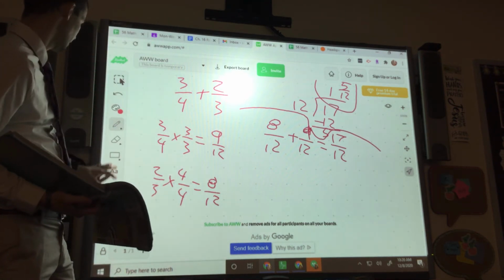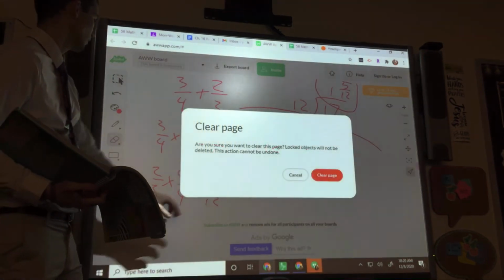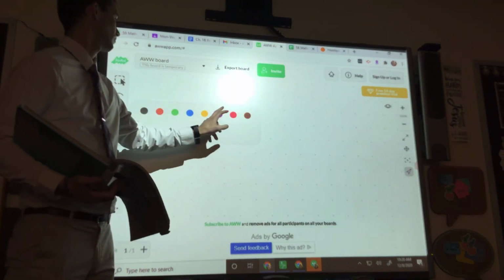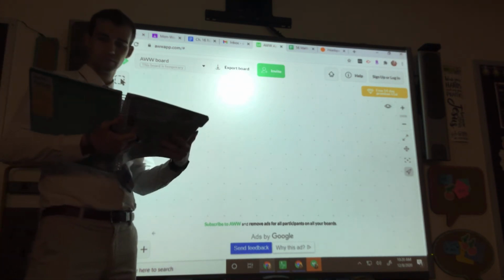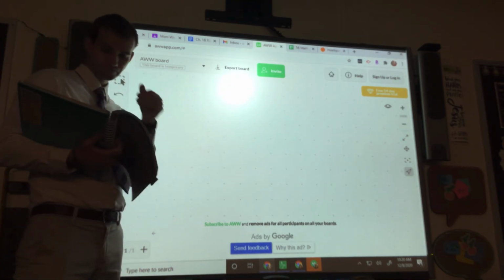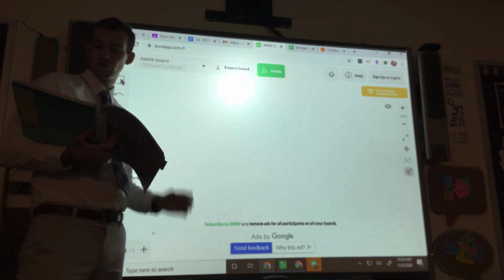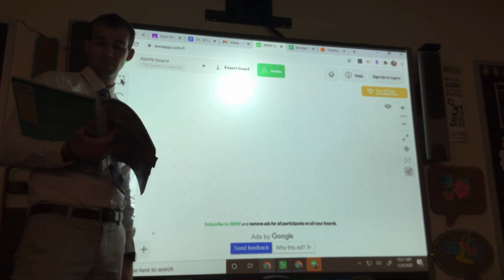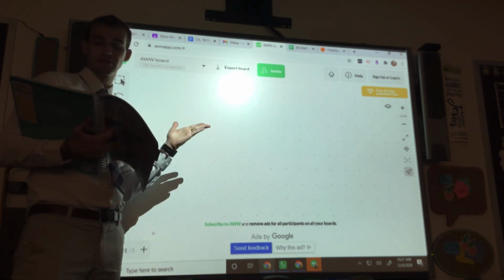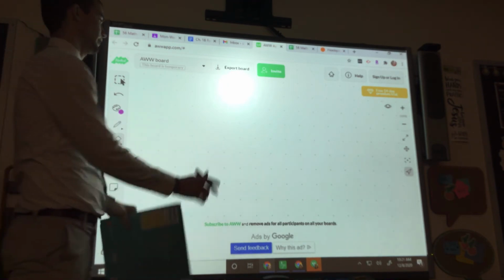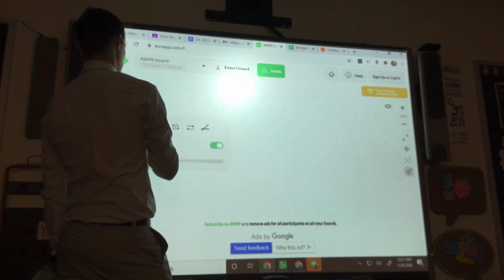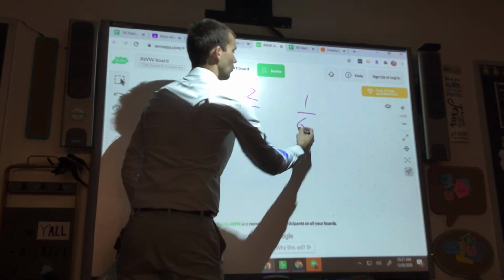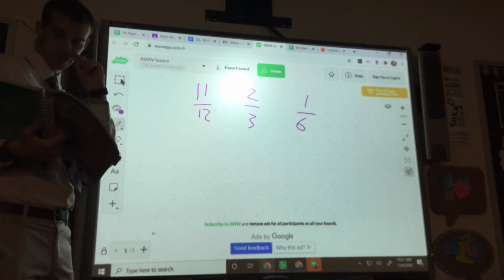All right, looking at page 124, and we're choosing purple this time. Number 3. So 3, 4, and 5, they're talking about using benchmarks to estimate. At the top it says estimate the sum of 11/12, 2/3, and 1/6. So using benchmarks for that.